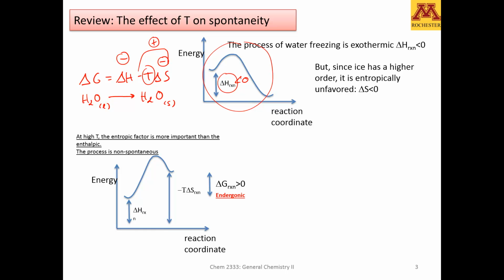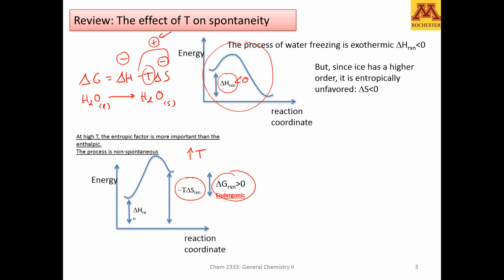So in this case, because the entropy factor makes this positive and we want the negative delta G, the higher the temperature, the more positive this factor will be. Therefore, it will make what we call endergonic. Endergonic is a process that has a positive change in Gibbs free energy, as opposed to exergonic, for example.